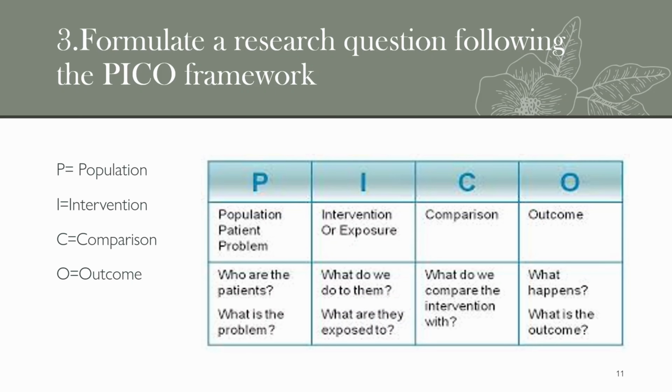Now that you've selected an area of interest and you've selected a disease from that area of interest, you narrowed it down to one treatment that you will be comparing to the previous one or with placebo. And there are new clinical trials on it, and there is no meta-analysis done on it previously. You now come to the final step of your topic selection, which is formulating a research question following the PICO framework, in which P stands for population, patient, or problem. Who are the patients? What is the problem?